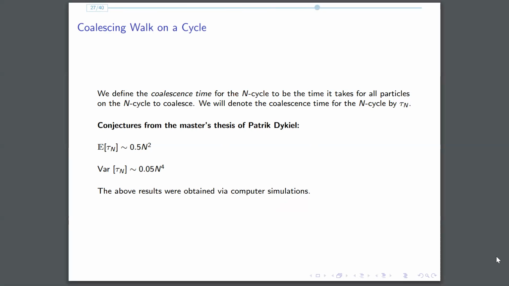In the master thesis of Patrick Dichio, it was conjectured that the expectation value of the coalescence time scales as 1/2 of n squared asymptotically, and the variance of tau_n scales according to 0.05 times n to the 4th asymptotically. Note that the above results were obtained by computer simulations, so they have not been proven.